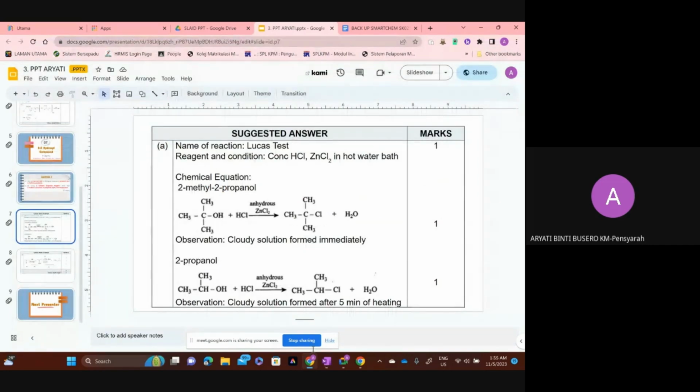Okay, so let's go to the answer. The name of the reaction is the Lucas test. It contributes 1 mark. Reagent and solution: concentrated HCl, ZnCl2 in a hot water bath. The marks are limited, so the mark will be given either for the name or the reagent. For 2-methyl 2-propanol, the observation is a cloudy solution forms immediately because it is a tertiary alcohol. While for 2-propanol, the observation is a cloudy solution forms after 5 minutes of heating. Each correct observation will contribute 1 mark.